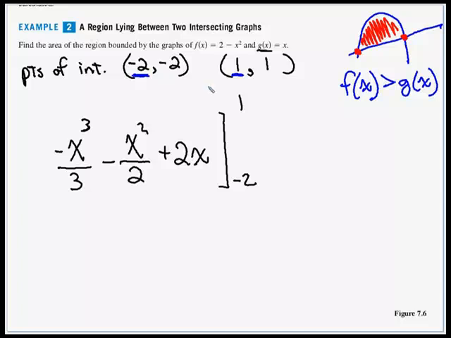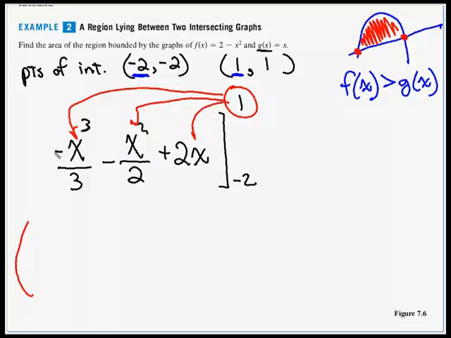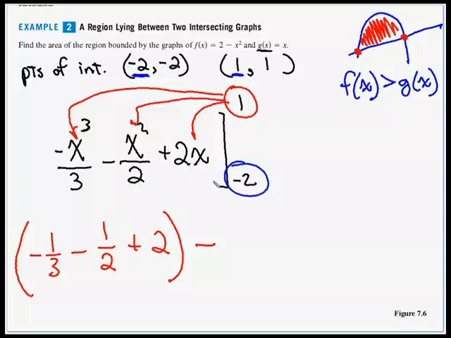So I'll use red for the upper limit. That 1 is going to drop in for all the x's. And this won't be too bad. So here we're going to have a negative 1/3 minus, this becomes 1/2. And then we're going to add 2 times 1 is 2. And then we subtract our lower limit, which is negative 2.